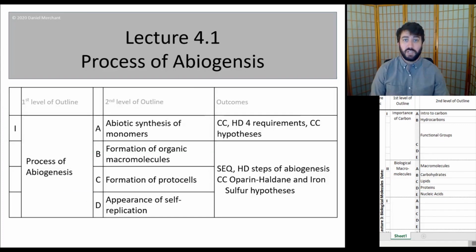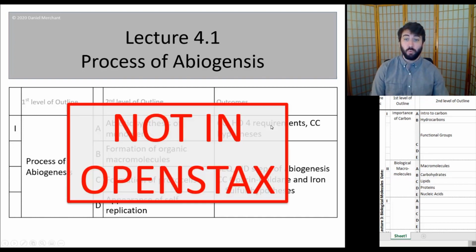Oh, hey, before we leave, though, a quick note about lecture 4.1. So we're going to be talking about the process of abiogenesis in that lecture. However, it's worth noting that you cannot actually find that content in the OpenStax book that you guys have been referring to up until this point. So really, that means you guys don't have to worry about skimming the content ahead of time. It's maybe missing out a little bit of preparation, but that's okay. Just stick to what we talk about in the lecture.